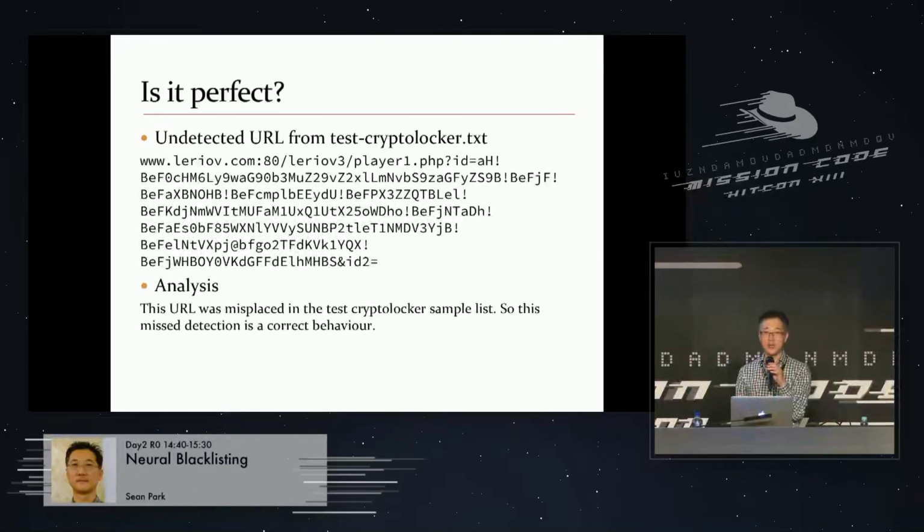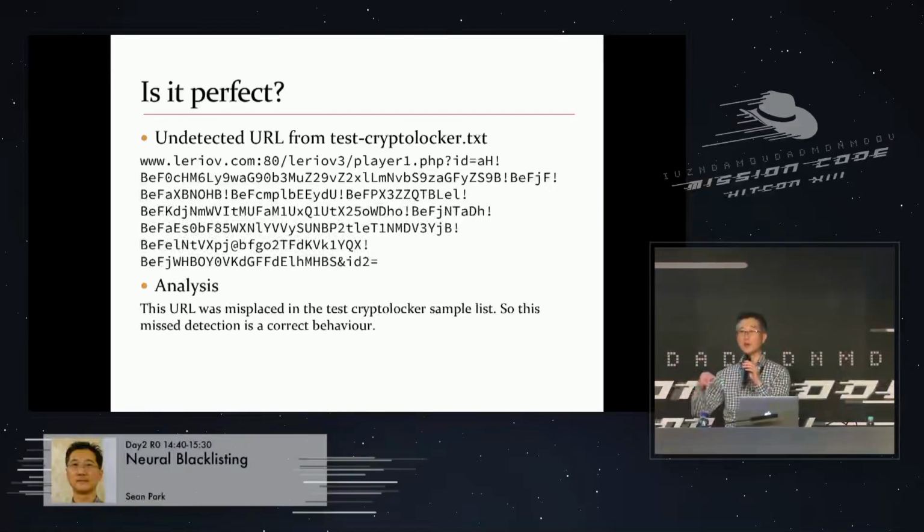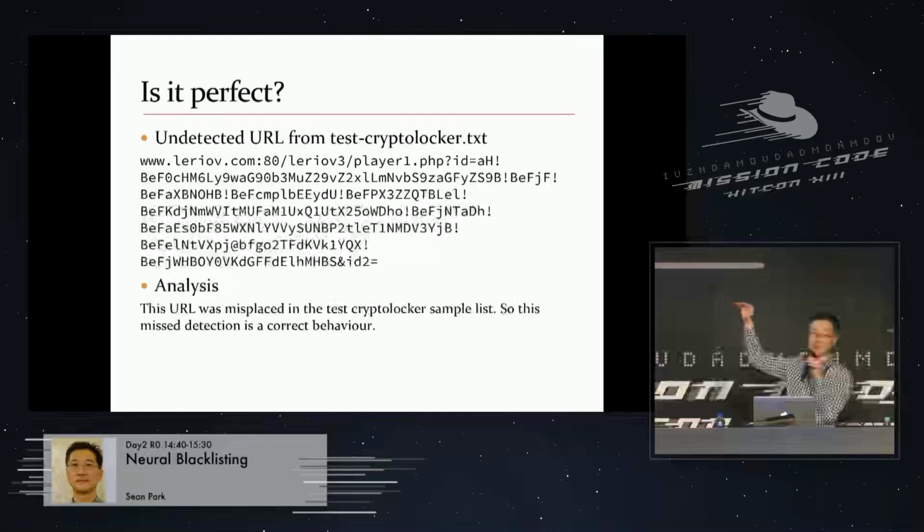So in fact, it was a human mistake. That URL should not be in that file. What that means is that you can even do the debugging. The model is telling you what you've done wrong. So it's really scary.